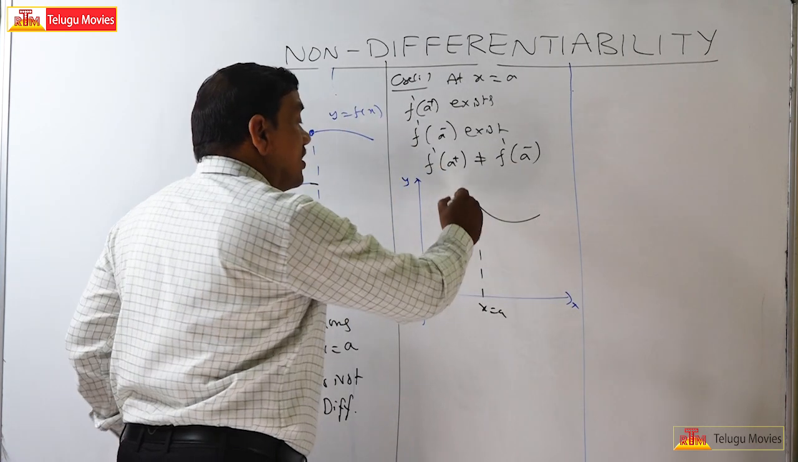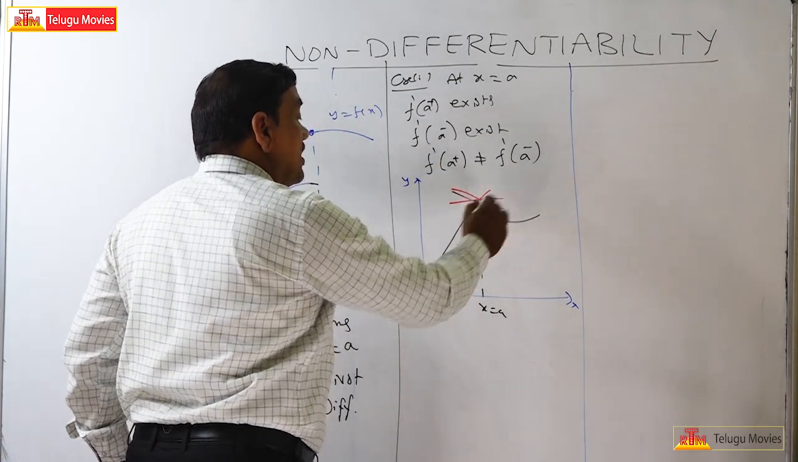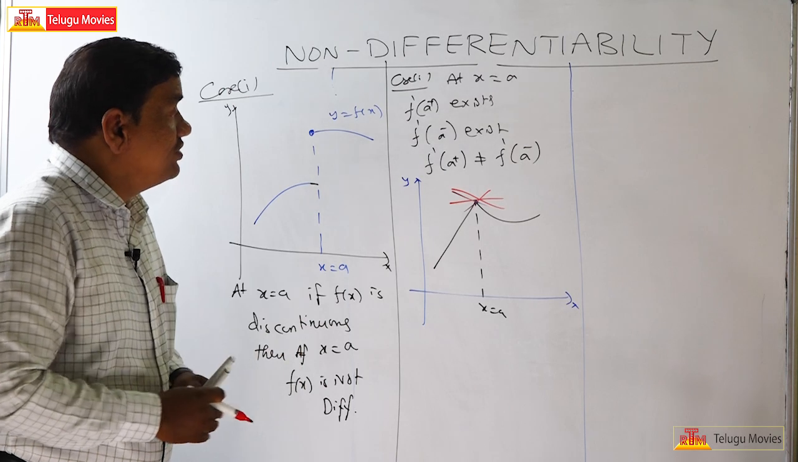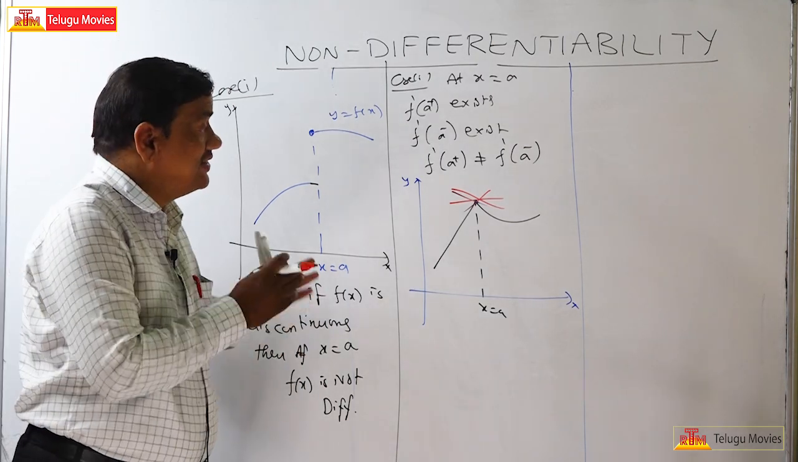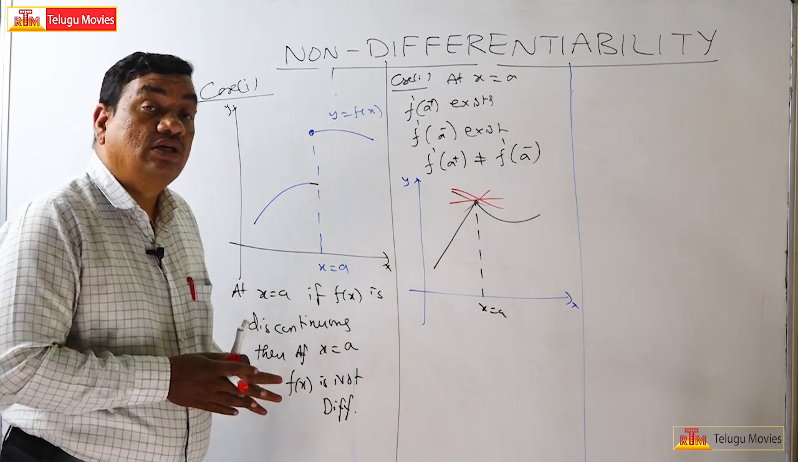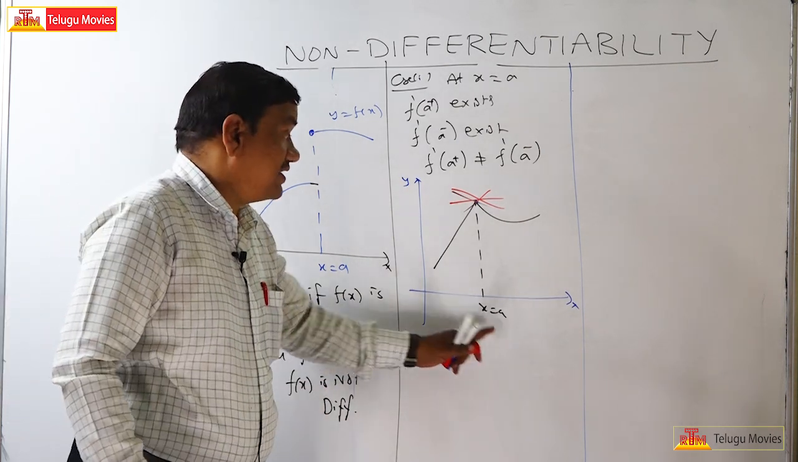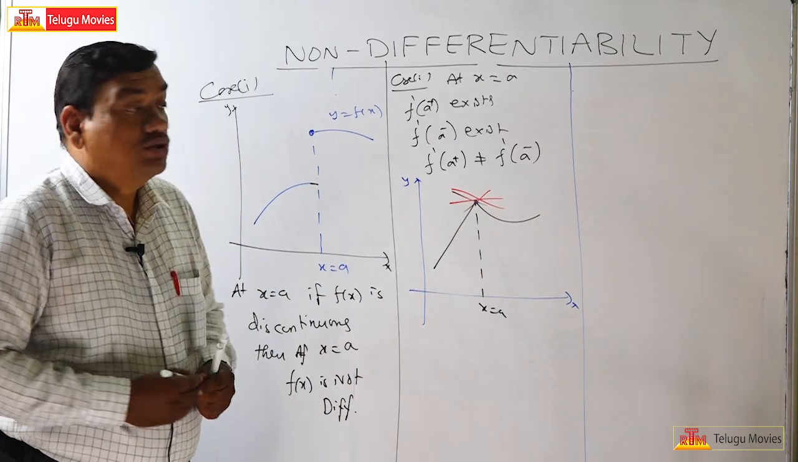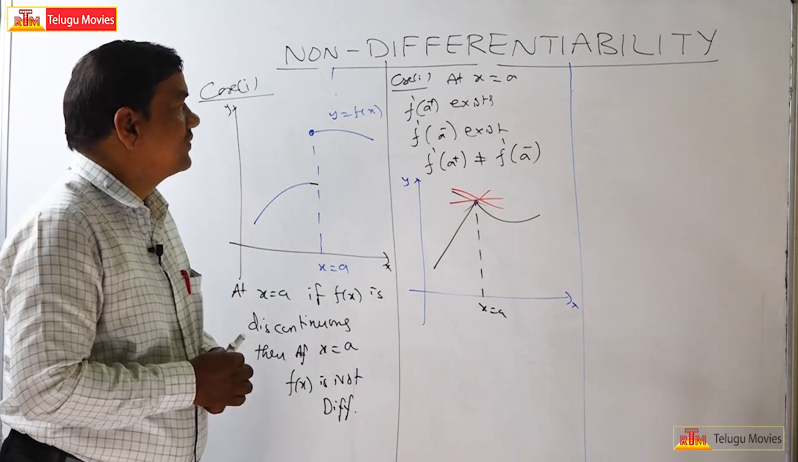There you cannot draw a unique tangent. You cannot draw a unique tangent. So in this situation also, the function is not differentiable at x is equal to a. Understand? So this is the second case.